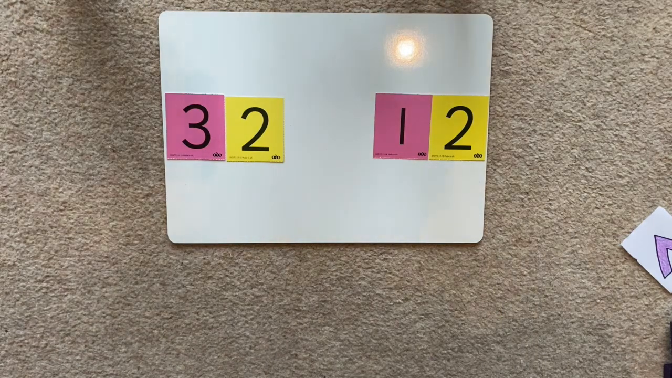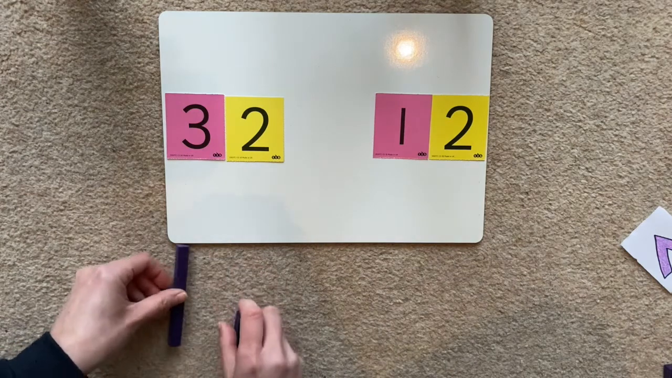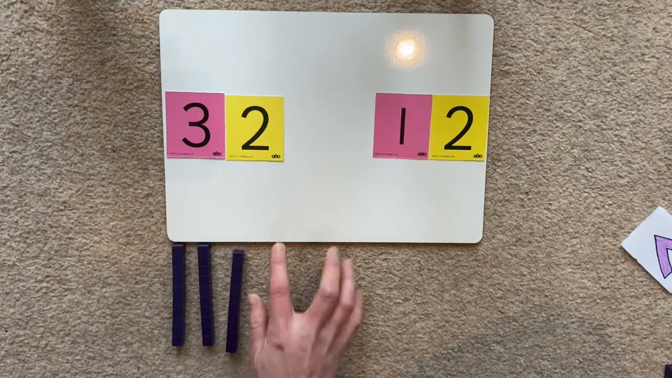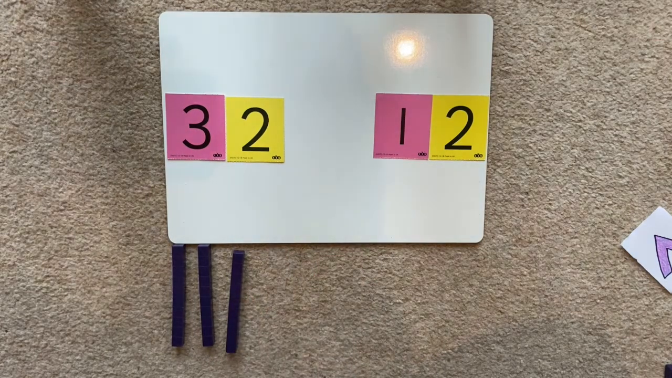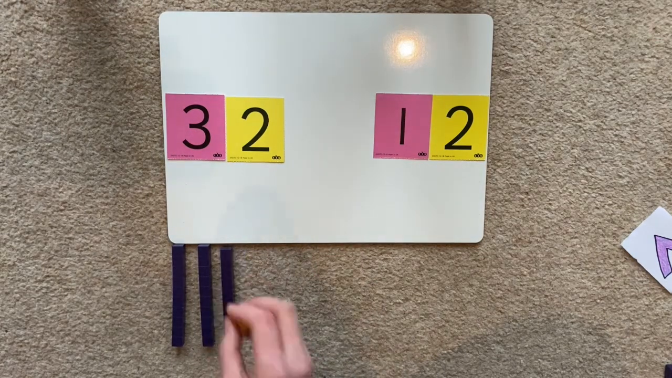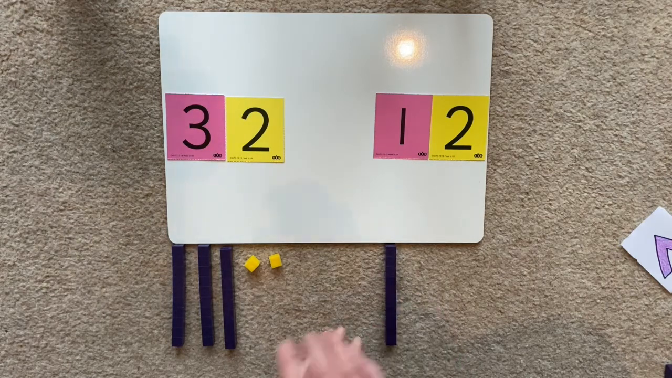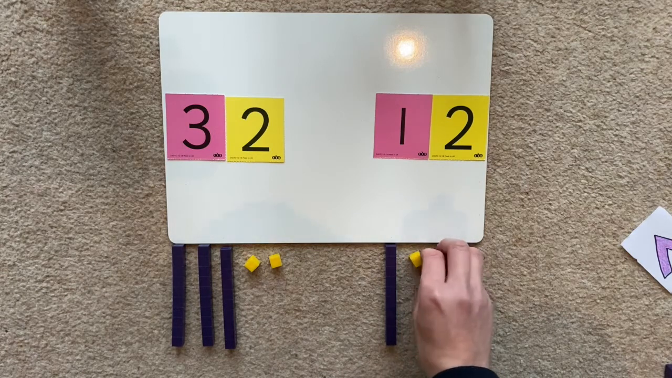So I'm going to make 32. 10, 20, 30, switch, 31, 32. Now I'm going to make the number 12. 10, switch, 11, 12.